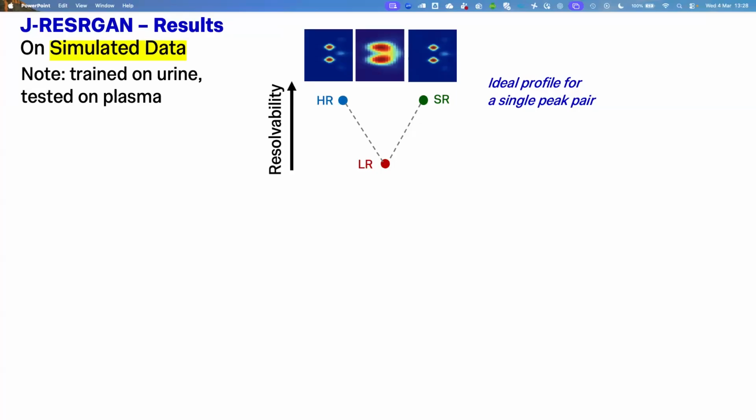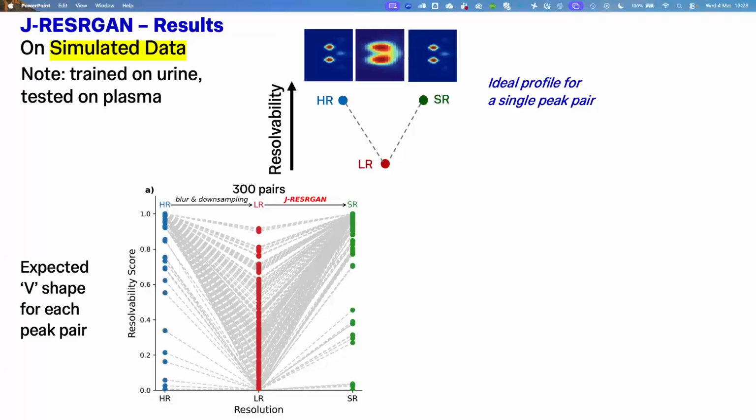So this is on simulated data, again trained on urine and tested on human plasma, and you can see that it does pretty well. Each one of these lines connects one pair of peaks in the data. So each peak might be in there more than once, but each line is a separate pair. And you can see that in almost all the cases, we have this V shape where the high resolution data is well resolved, we go down to less well resolved peaks in the low resolution, and then the super resolution prediction is recovering essentially what we had in the high resolution data.